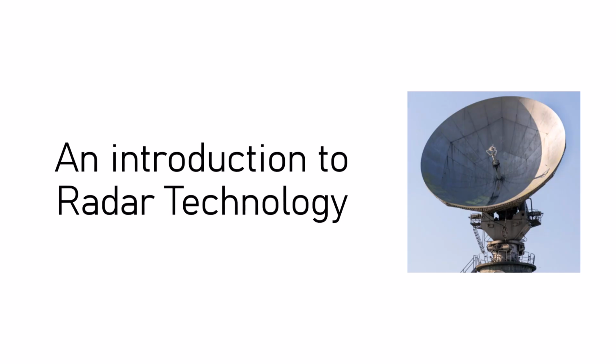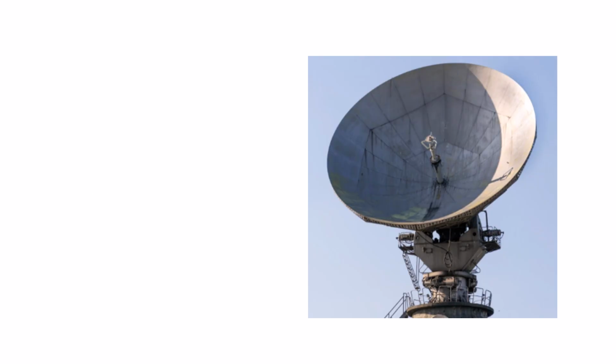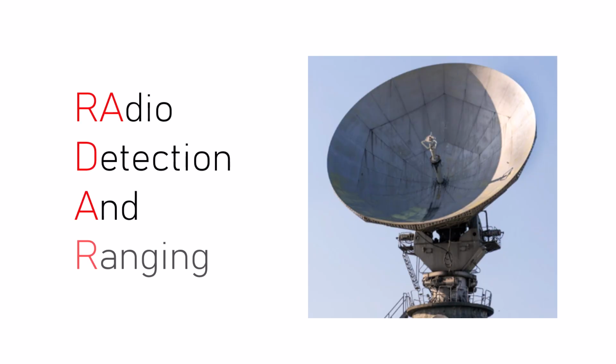There are various types of radar systems. In this video we will just describe two types: pulse radar and continuous wave radar. Radar stands for radio detection and ranging.